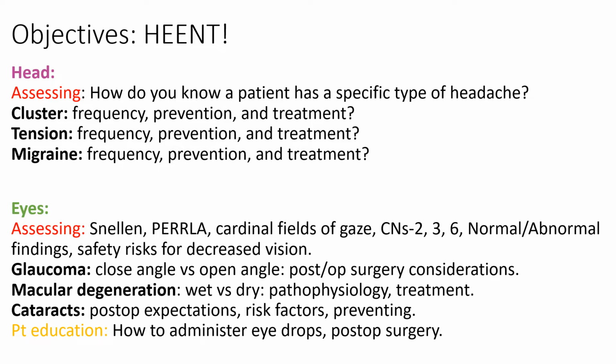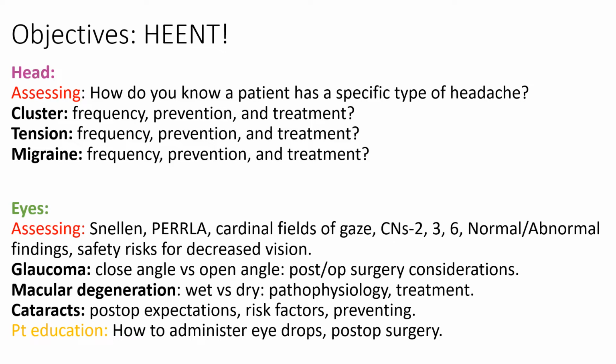For your eyes, assessment. How do you use a Snellen test? How do you do PERLA? What does PERLA mean? What are your cardinal fields of gaze? Cranial nerves 2, 3, and 6, your normal and abnormal findings for assessing the eyes, safety risks for decreased vision. These are all things you've learned from 5th semester that you need to bring back to the forefront of your mind now, because we are going to have questions on your exam about this, which only makes sense, right? Because we need to build on that information.